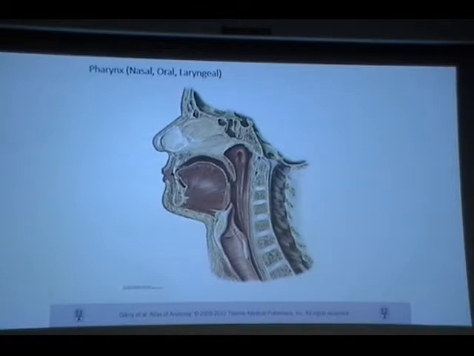Okay? And as we look at this in relationship to this region, now we're going to look at a lot of heads that are split down the middle, that are sagittally split. Okay? And so we see here the nasal, oral, and laryngeal region. Sometimes the larynx is referred to as the hypopharynx. This area up here is the nasal pharynx, and this area here is the oral pharynx, or the nasal throat region, the oral throat region, and the laryngeal throat region, the hypothroat region.